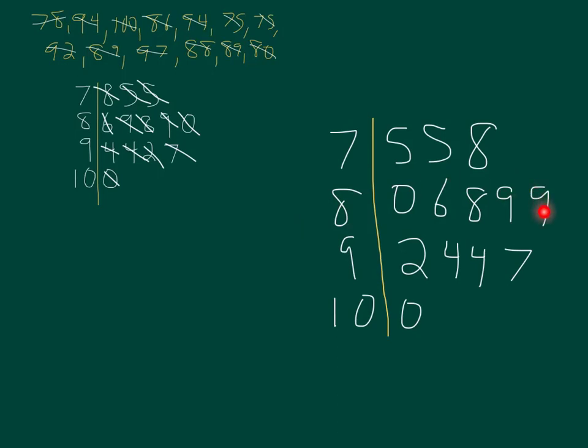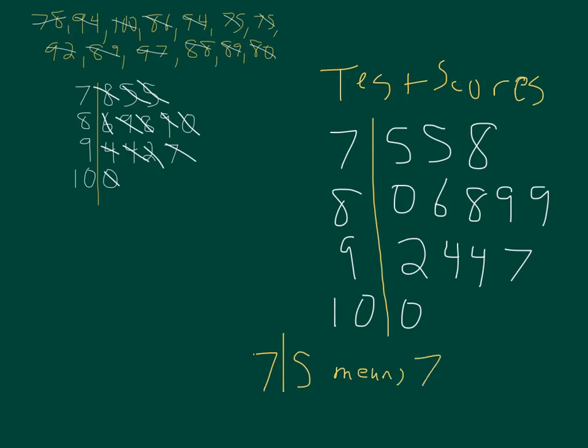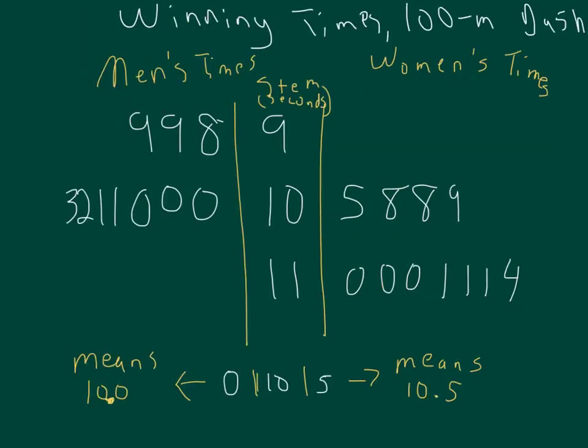Let's create our title for that, and we'll call that test scores. And now we need to make a key for it, and so we can put something like this: 7, then a line of 5 means 75. Of course, like I said, you could have picked any other number that's visible on that stem and leaf plot. So this big ugly thing right here is actually called a back-to-back stem and leaf plot.